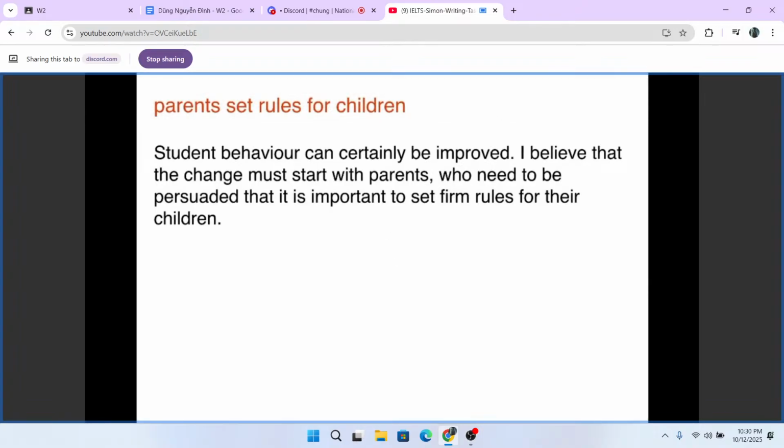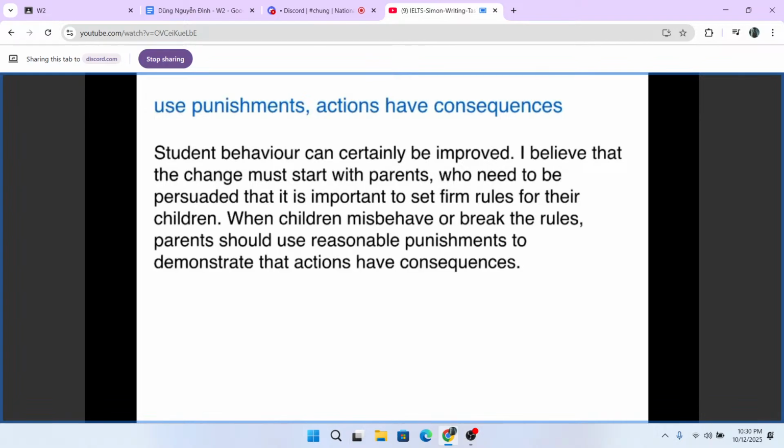A bit more about this, we had the words, the ideas, use punishments, actions have consequences. When children misbehave or break the rules, parents should use reasonable punishments to demonstrate that actions have consequences. "Misbehave" is good there, "break the rules", "reasonable punishments", and "demonstrate".